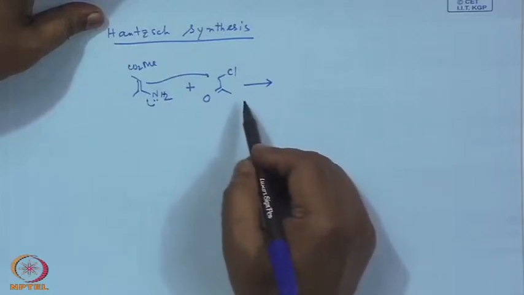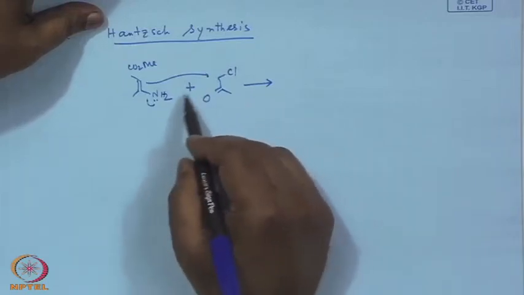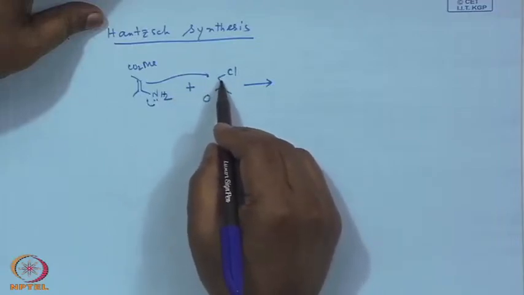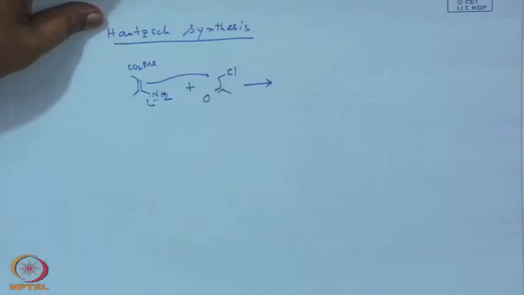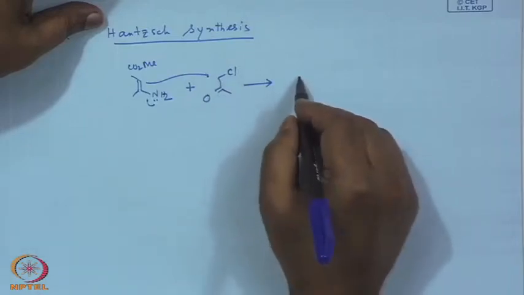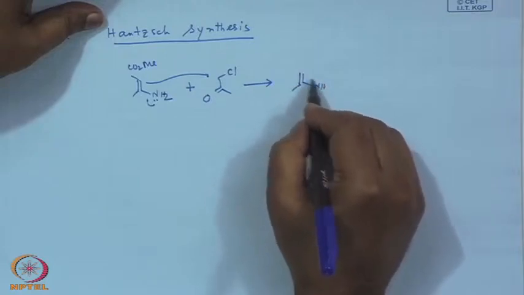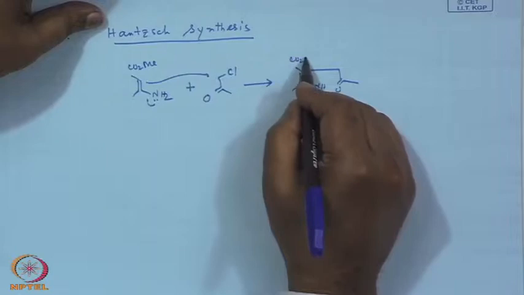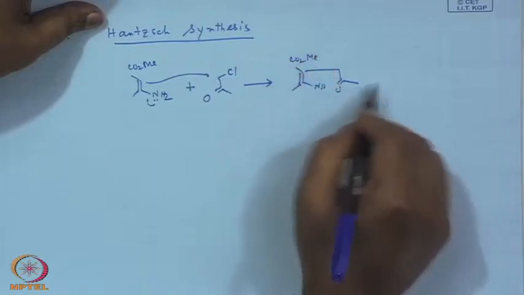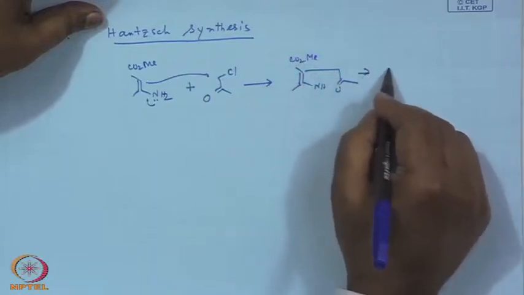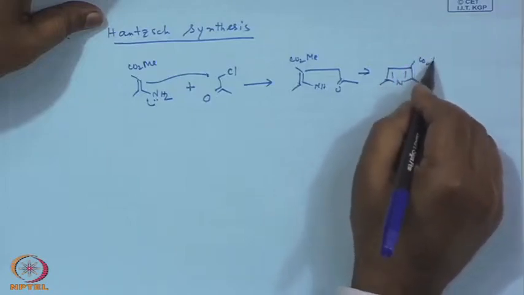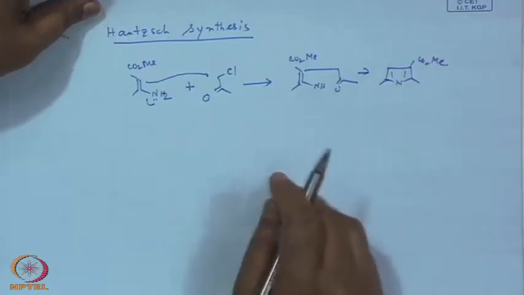I mean, but in fact it is more likely that the enamine is undergoing C bond formation to give the corresponding intermediate, and then, as usual, the ketone-amine condensation would give rise to the product, which is now, as you will see, 2,3-disubstituted. So, this is a standard protocol of the Hantzsch synthesis.